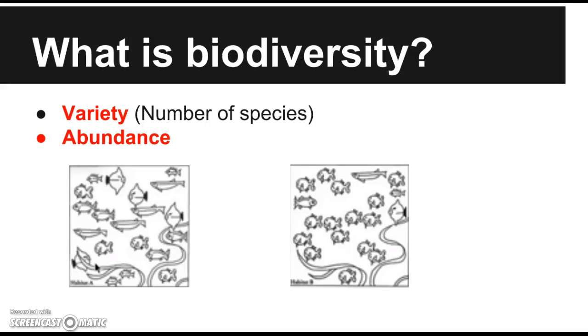Alright, so what is biodiversity? It's really just the variety and abundance of species in an area. So just how many different types of flowers are there, or how many different types of fish and how many of them are there in the ocean at various places. It's extremely important to have a very rich biodiverse ecosystem.